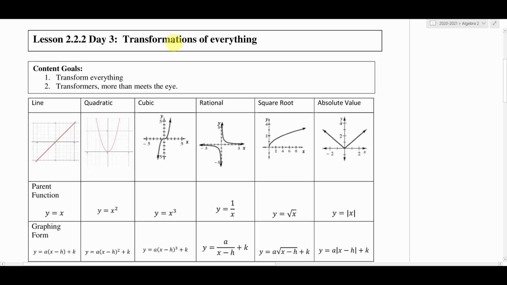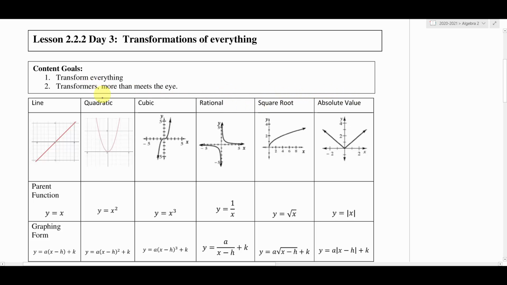We've been studying so many different functions and really the same transformations just on different functions. We've got 6 of them that we've looked at so far. We've got the line, the quadratic, cubic, rational, square root, and absolute value.